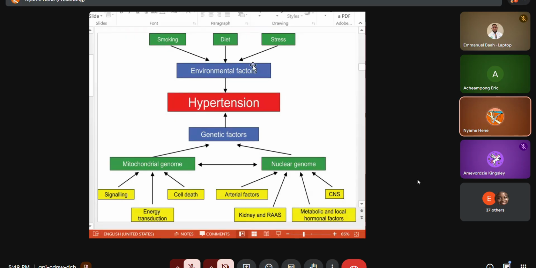Do you understand? Lack of exercise will fall under environmental factors. Marital issues will fall under environmental factors. Broken heart will fall under environmental factors. Anxiety will fall under environmental factors. And when it comes into the body, then we talk about the kidney, the RAS system, the metabolic and local hormonal system, the pheochromocytomas and all these things.